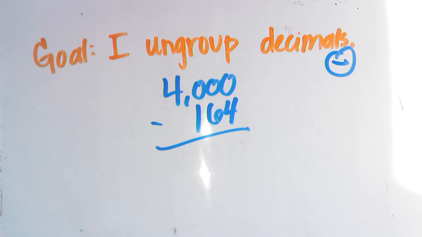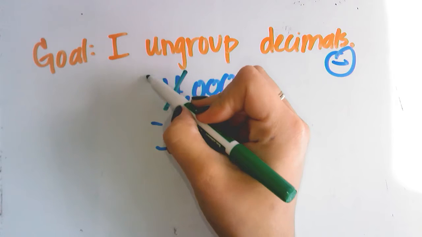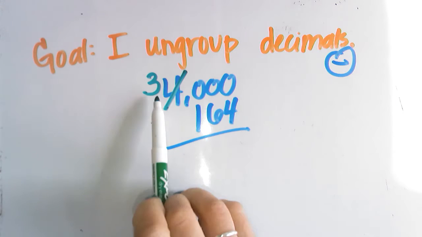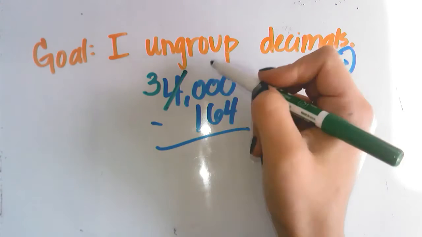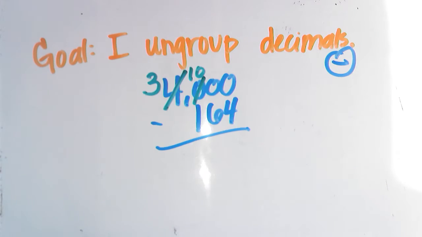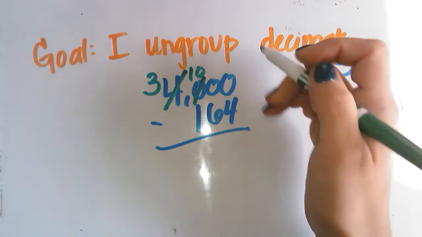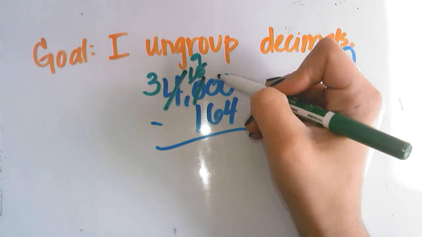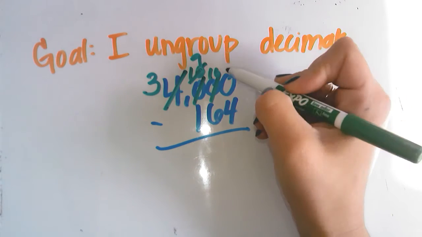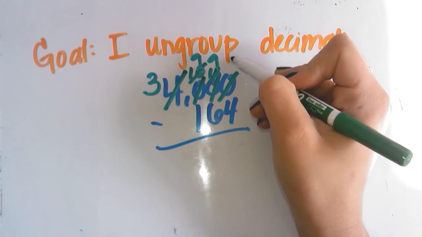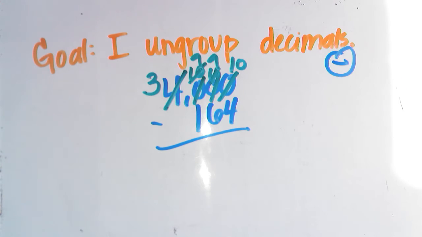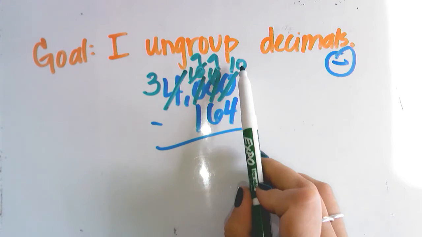So what we do is we borrow or ungroup previous ones. So you cross out your 4 and you make it into a 3. And then when you've ungrouped this, you've created 10 hundreds, but we're still not to our spot. So we cross that out and make that into a 9, make this into a 10, and then make it into a 9, and then make this into a 10. So we now have 3, 9, 9, 10.